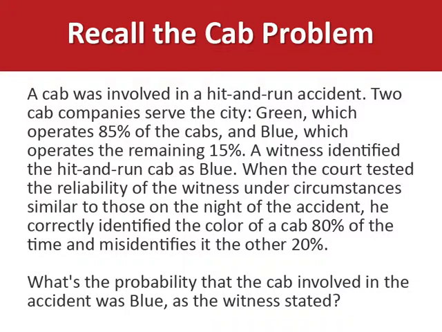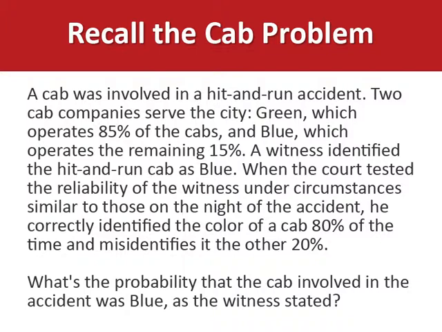You've seen this before. The scenario here is a cab's involved in a hit and run accident. And of course, there's two cabs in the city, the green, which operates most cabs, and the blue, which operates a smaller number. Now, what we have in this situation is an imperfect witness. That is, the witness is saying that a blue cab was involved in the accident, but the witness, like all witnesses, is not perfectly reliable.